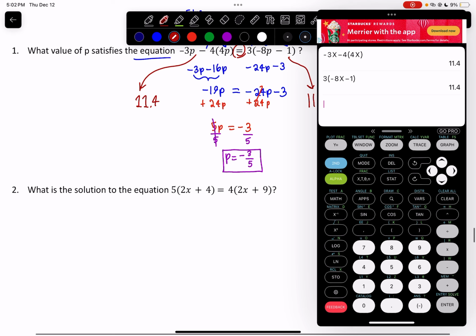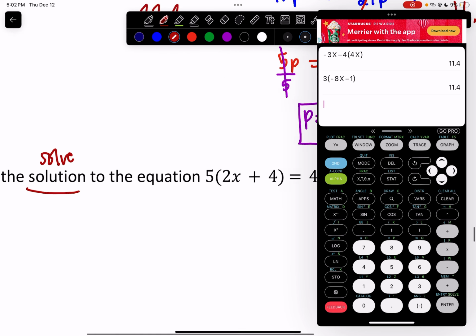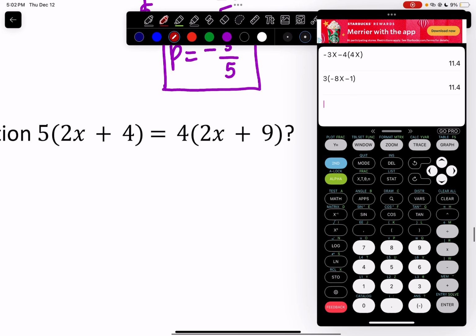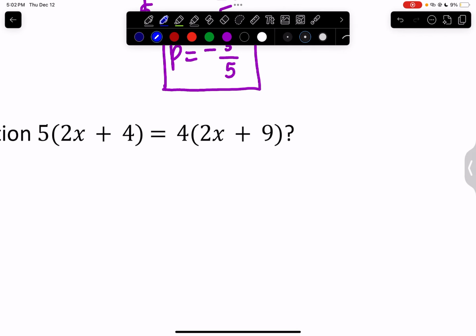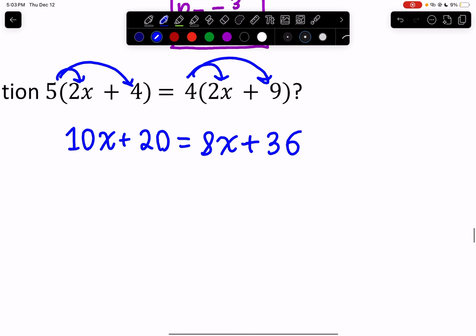All right, number 2, what is the solution? Again, solution means solve the equation. First thing I'm going to do is simplify both sides. So that means distribute. So I get 10x plus 20 equals 8x plus 36. Okay, so inverse operations now. And I should say I can't simplify any further because I don't have like terms.